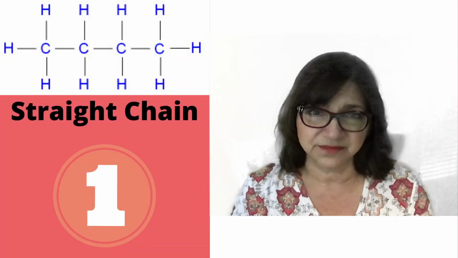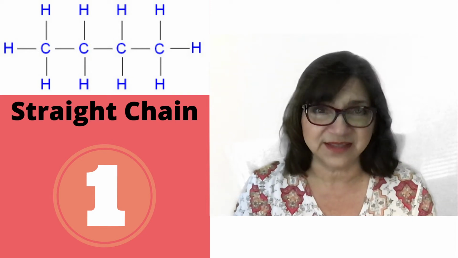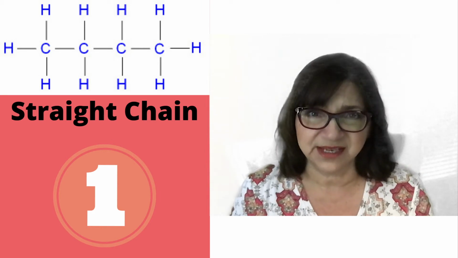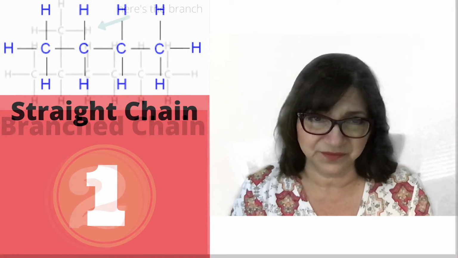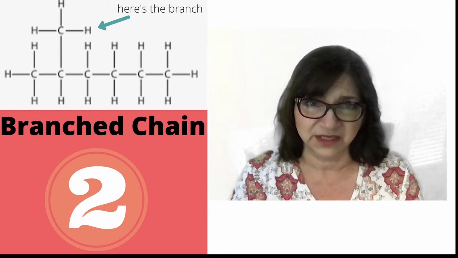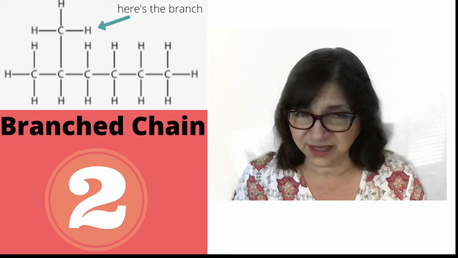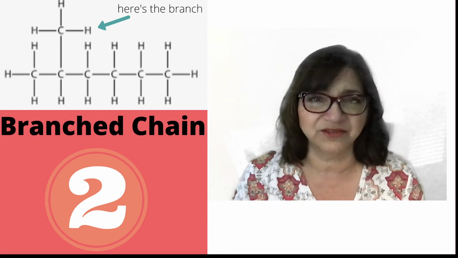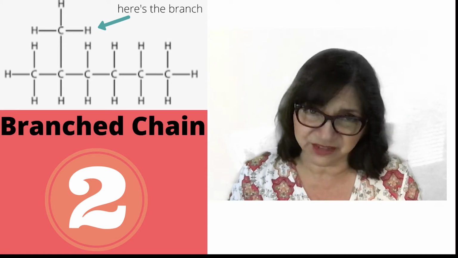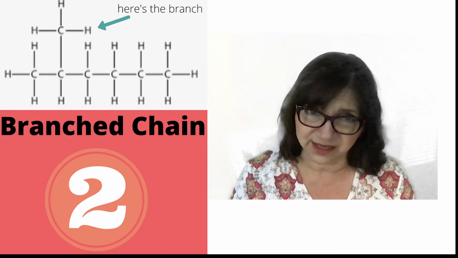Number 1, a straight chain. You can see the carbons that are lined up in a row and all of the hydrogens that are attached to those carbons. Number 2, a branched chain. So at the bottom of the structure is the straight chain, and then you can see the carbon that's coming off of the second carbon, and that is the branch, like the branches of a tree. A lot of macromolecules have several branches coming off of them.